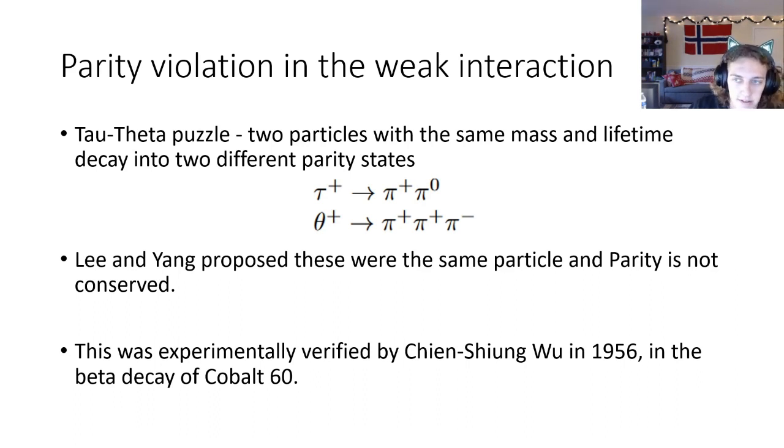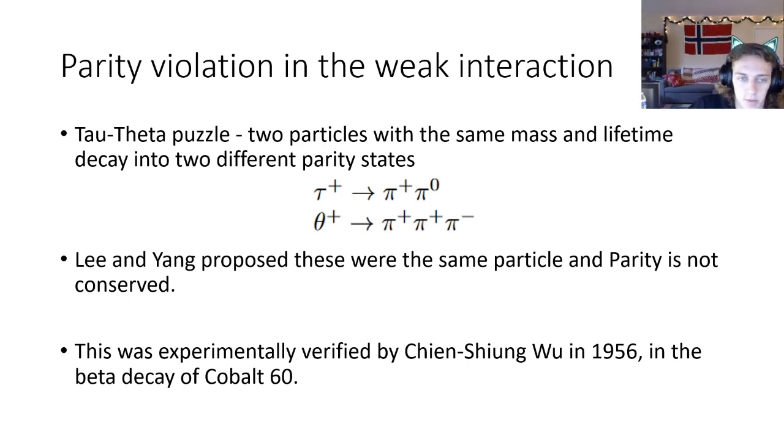They have the same mass and the same lifetime, but two separate decays, which is interesting because they also have different parities, right? The parity of a pion is -1, so the parity of this final state is +1. The parity of this final state is -1. So if this is the same particle, that just maximally violates parity, which is a problem, because at the time it seemed like parity was a good symmetry of every interaction.